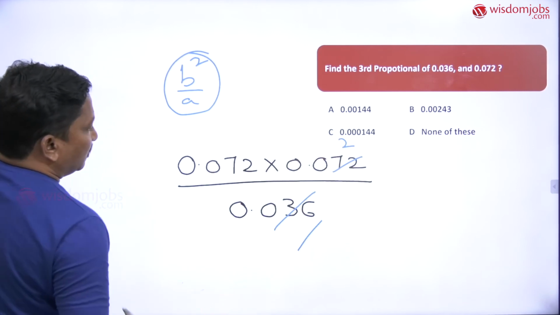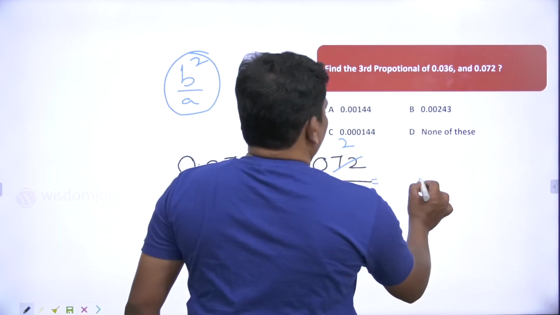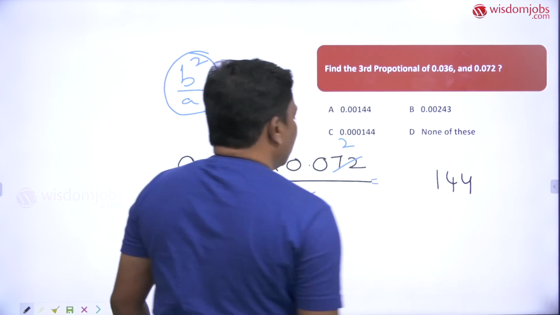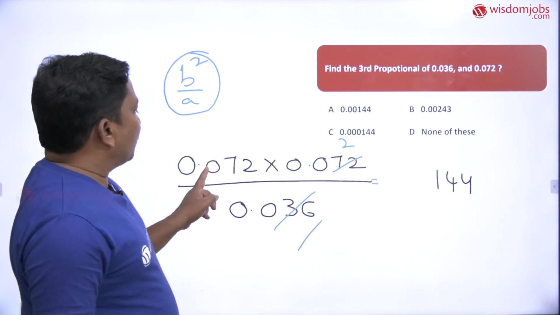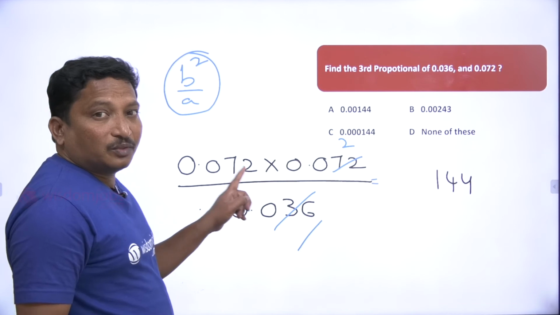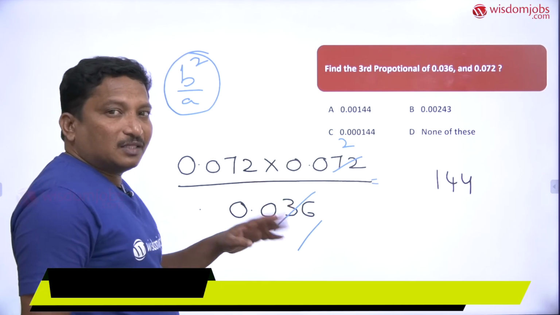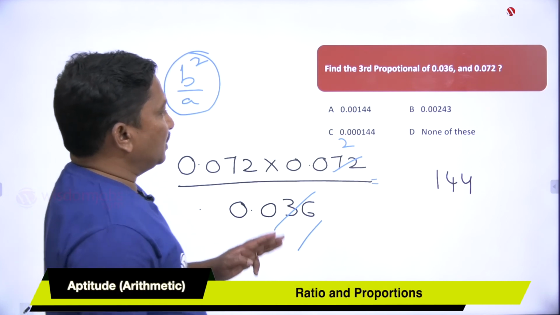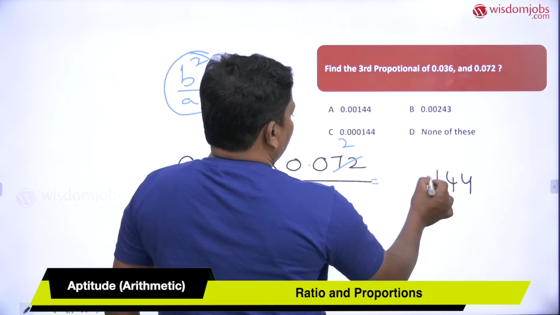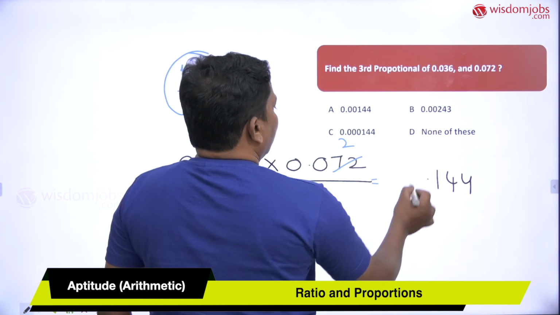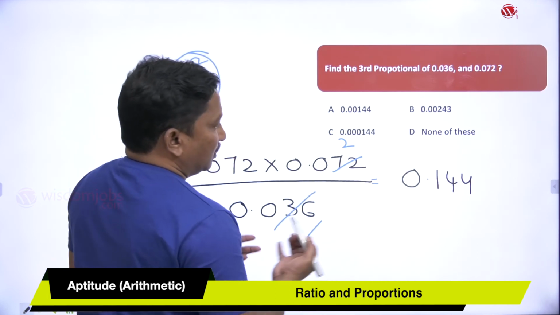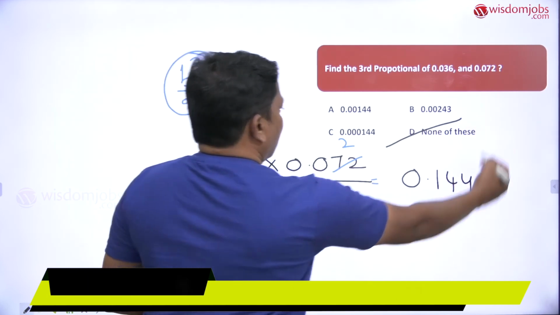2 into 72 gives 144. Now put the decimals. The top has 3 plus 3, totally 6 decimal places. The bottom has 3. The difference of 6 and 3 is 3, so put the decimal before 3 places. That equals 0.144. There is no such option, so the answer is none of these.